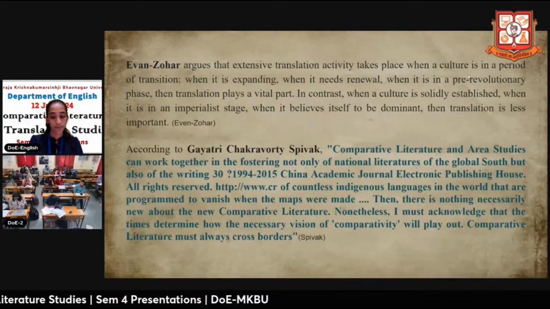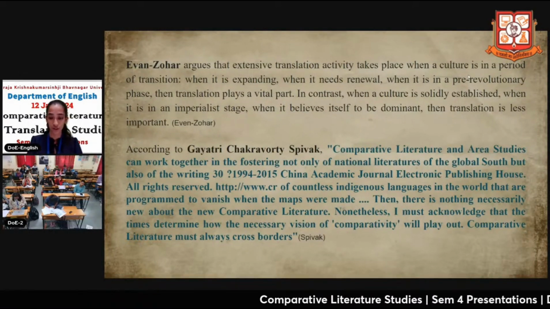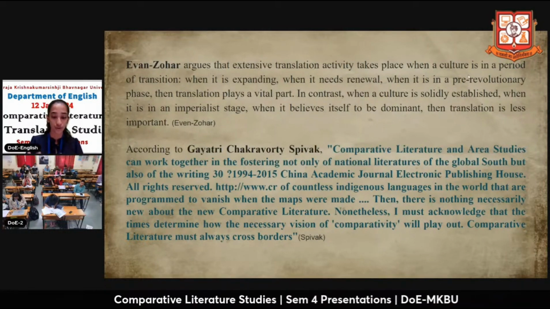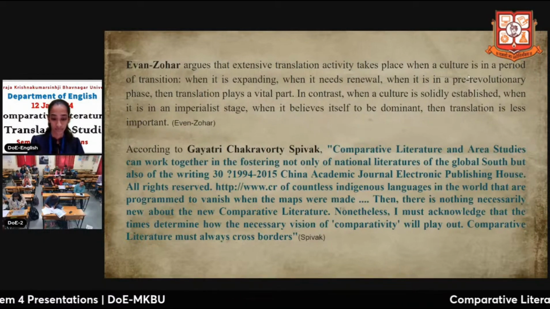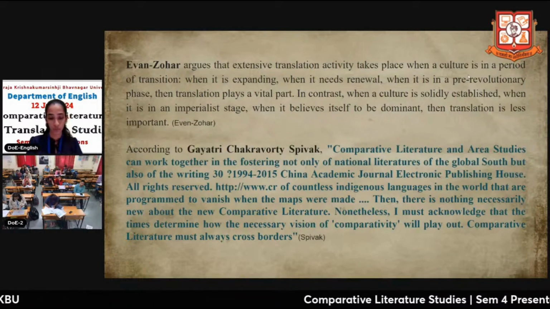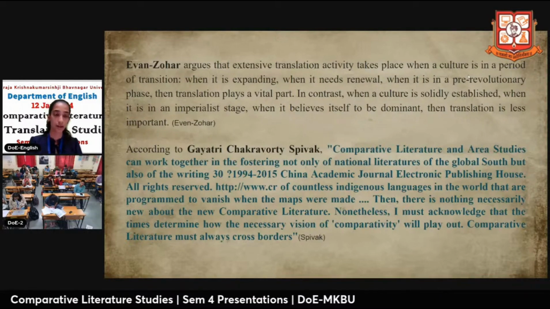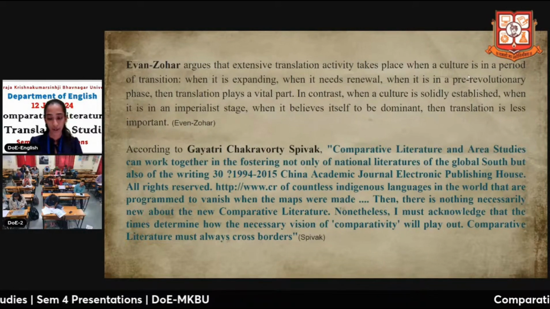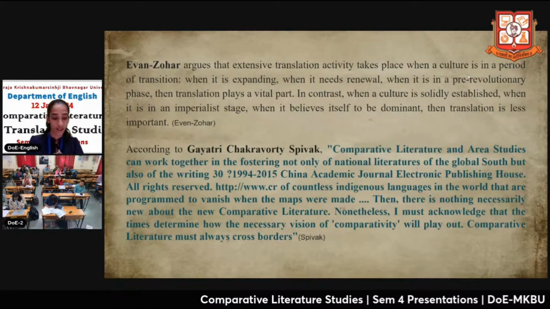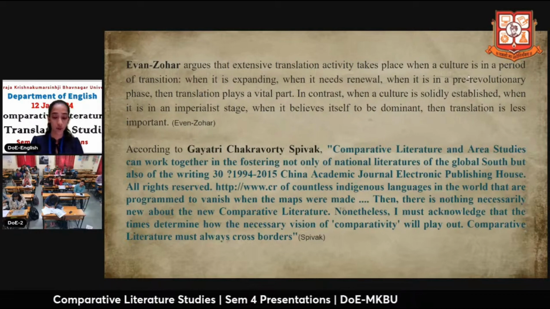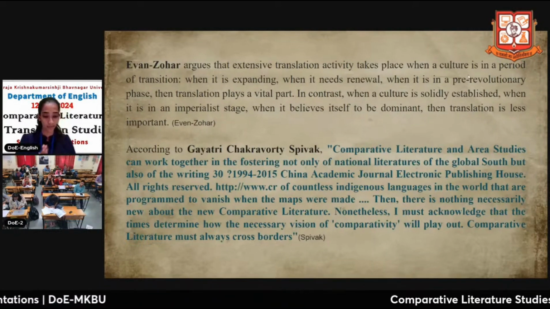According to Gayatri Chakravorty Spivak, comparative literature and area studies can work together in the fostering not only of national literatures of the global south but also of the writing of countless indigenous languages in the world that are programmed to vanish when the maps were made. Then there is nothing necessarily new about comparative literature. Nonetheless, I must acknowledge that the times determine how the necessary vision of comparativity will play out. Comparative literature must always cross borders. So that is the point made by Gayatri Chakravorty Spivak, that comparative literature must always cross borders.